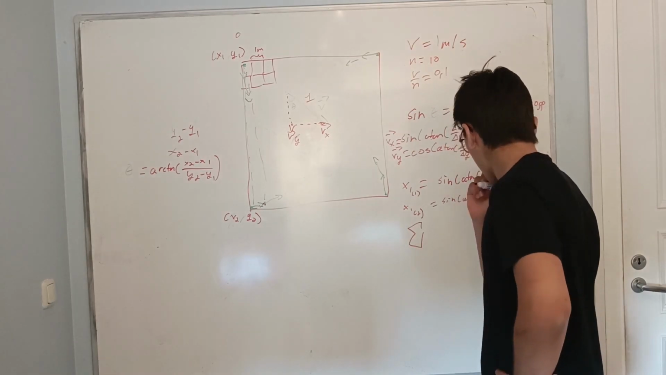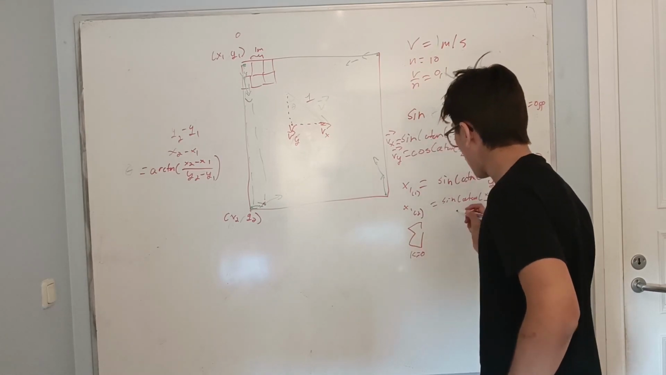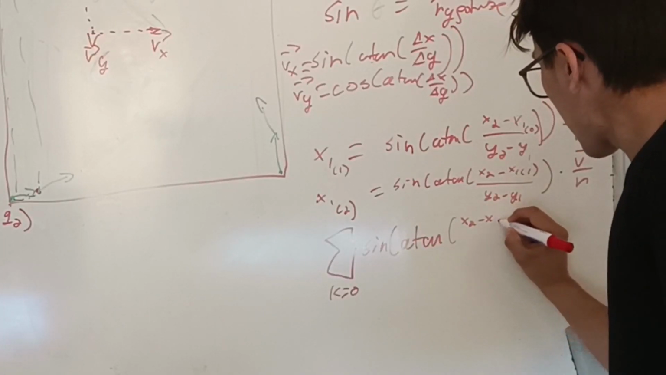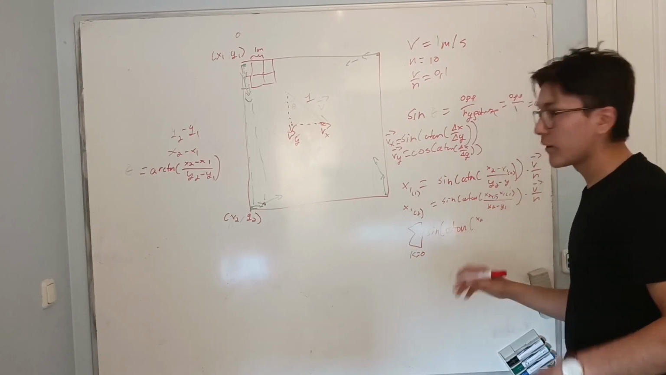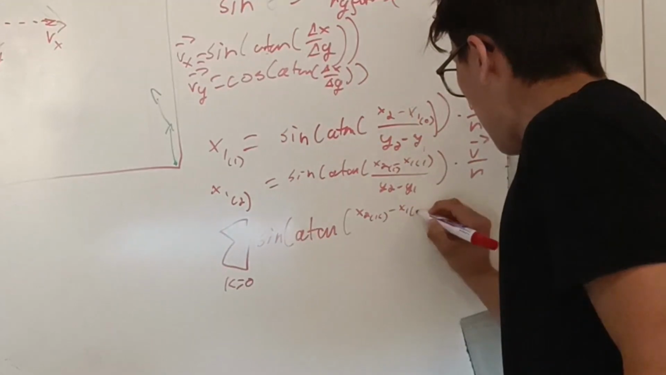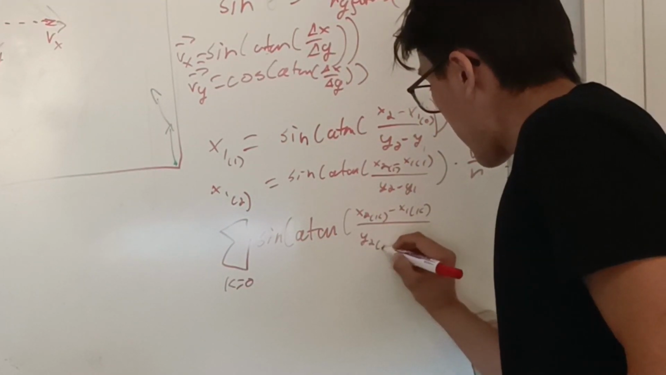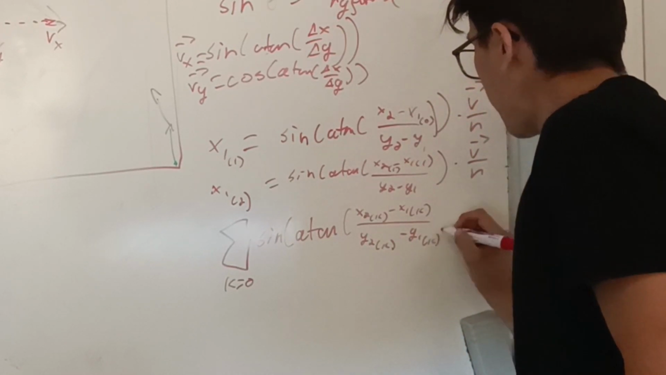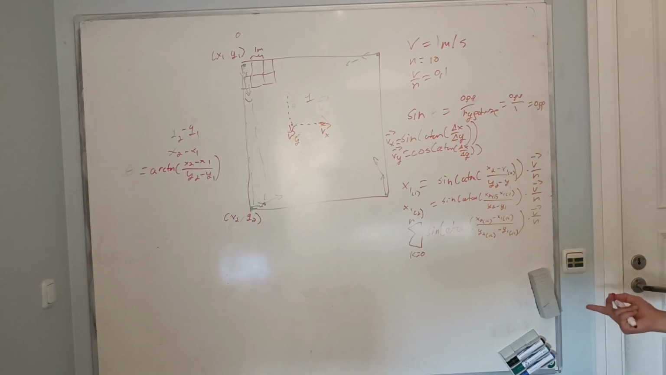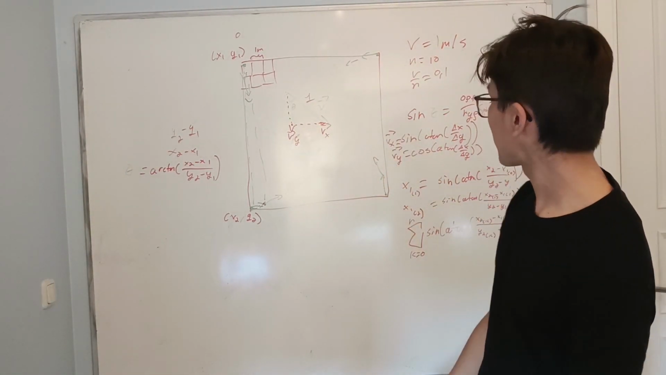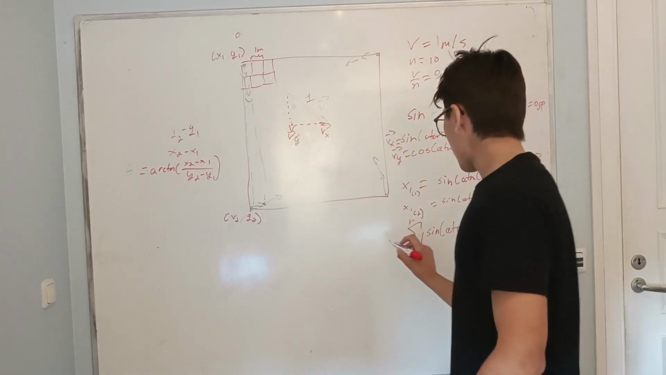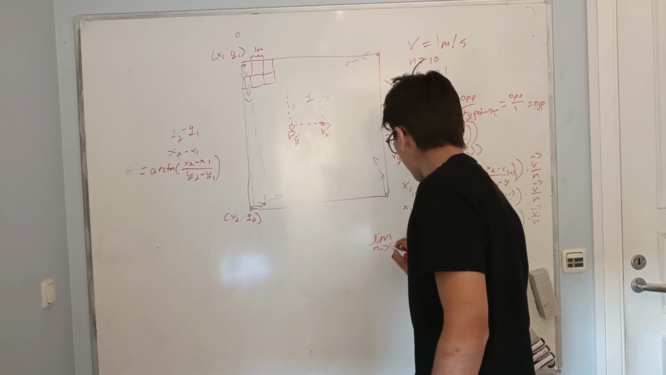We set k equal to 0. And then we could write this as sine of arctangent of x2 minus x1, and we will need to write this down also, because this dog also moves: x2 k minus x1 k over y2 k minus y1 k. Then we multiply this by the speed vector over n, up to n. And because this is where the calculus part comes in, we want to know what happens if the step size goes to infinity, because it's continuous. So we finish this off by saying limit as n goes to infinity.